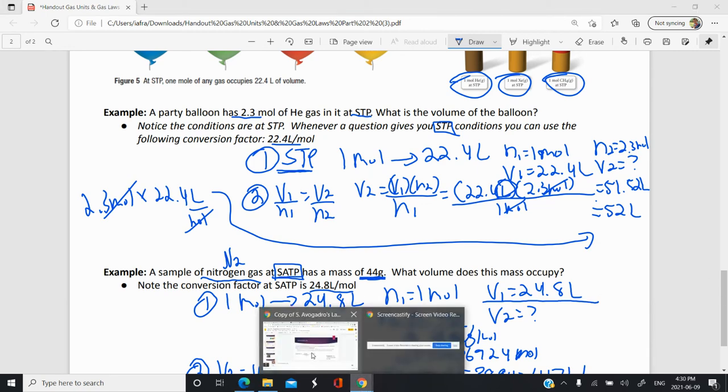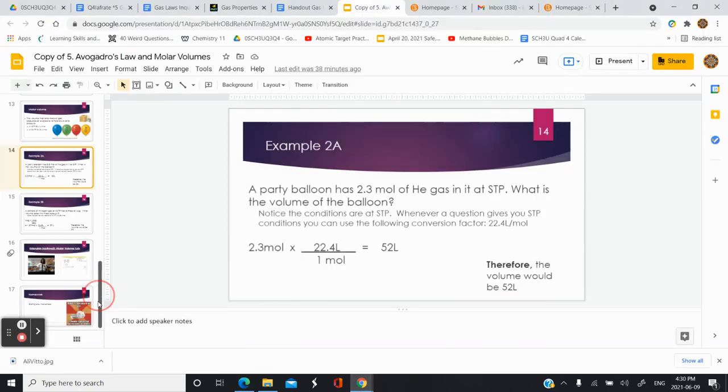So that concludes our Avogadro's law. In the next video, we're going to take a look at a few other formulas and laws.